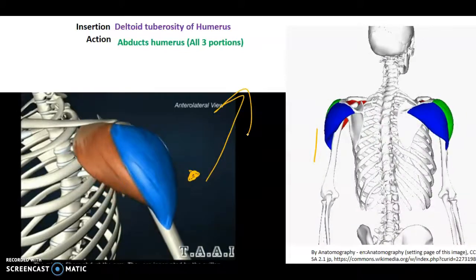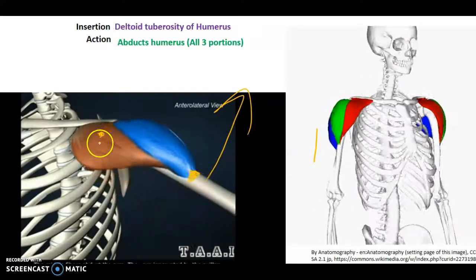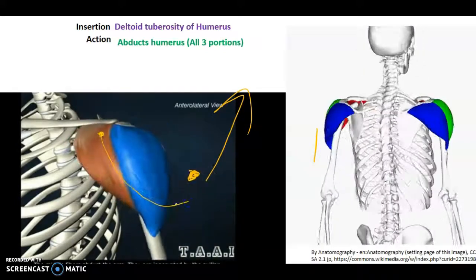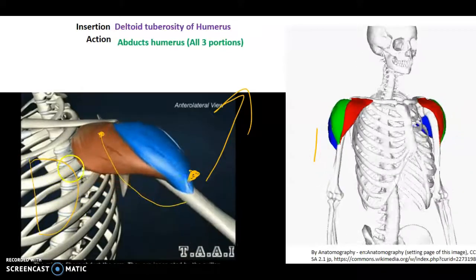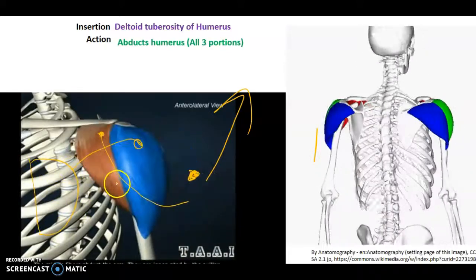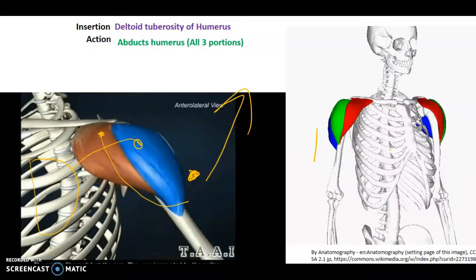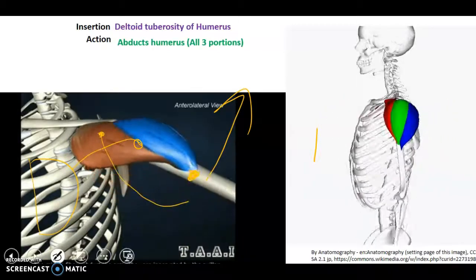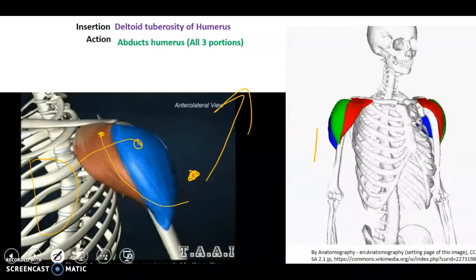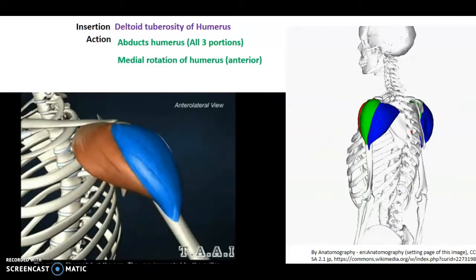So we have 3 adductors. We have the coracobrachialis going from the coracoid process to the medial humerus. We had the pectoralis major going to the intertubercular sulcus, and we had the latissimus dorsi. It gets countered by the deltoid. And all 3 portions are going to abduct, so they're abductors. Now the anterior portion can medially rotate the humerus.